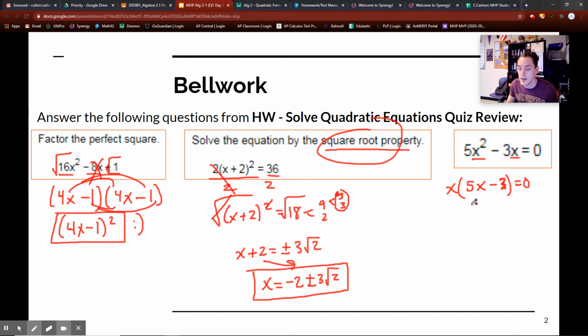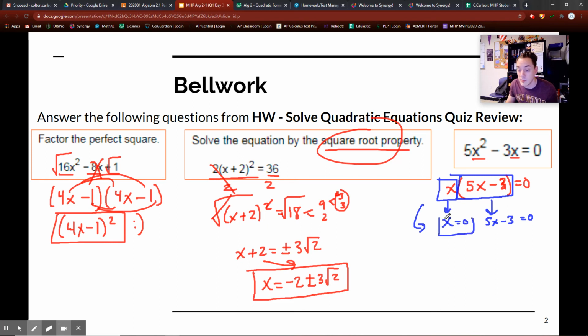Equals 0. Okay? Now, we have to notice 2 things. We have 2 different things being multiplied together, and those 2 things will give me my answers. This is what we call the zero product property. I take each one, x and 5x minus 3, and I equal them to 0. Okay, I take each one and I equal them to 0, even the x.